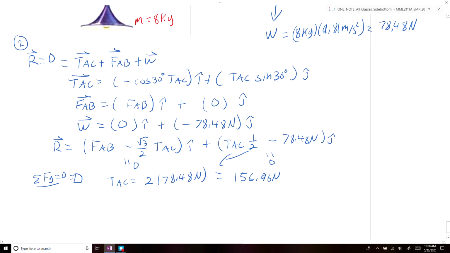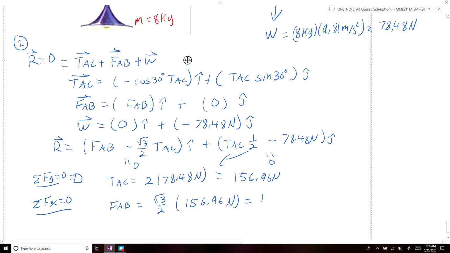All right, and then we do the same thing. Now we can look at the sum of the forces in the x direction and set that equal to 0. So if we do that, we'll get FAB is going to be equal to radical 3 over 2 times TAC, which we just solved for, which was 156.96 newtons. If we do that, we get FAB is equal to 135.93 newtons.